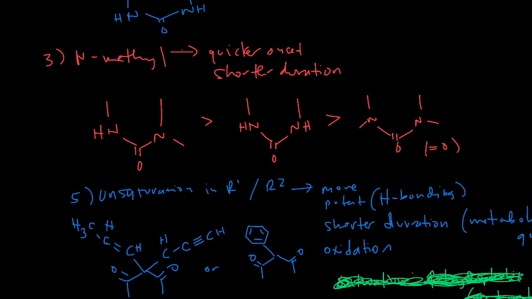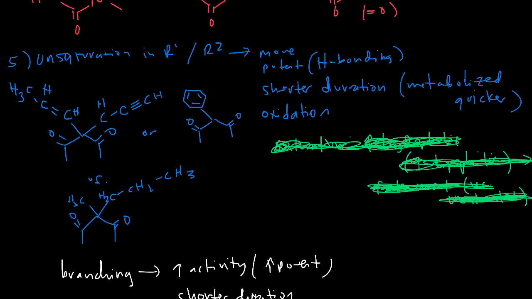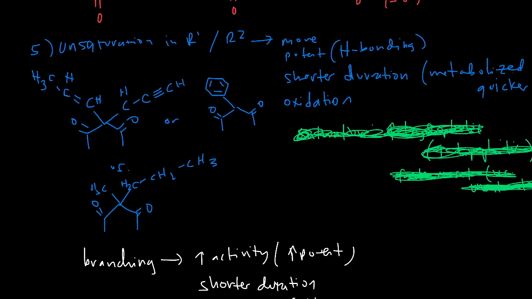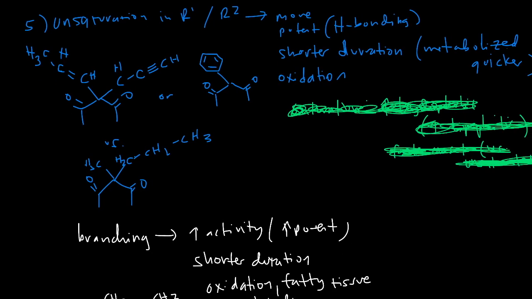So one methyl group has quicker action and shorter duration than no methyl group, and no methyl group has quicker action and shorter duration than both methyl groups, which basically has zero activity because you need a proton or a hydrogen group at either of the nitrogens to have activity.